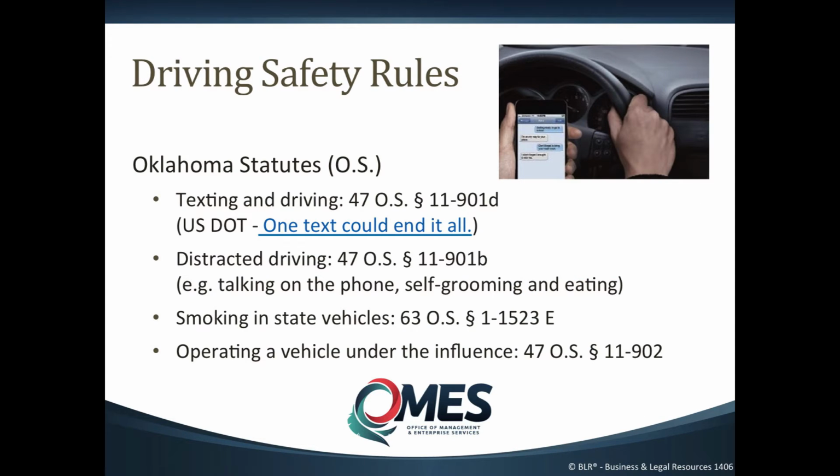Title 47, Section 11-901D of the Oklahoma Statutes prohibits texting and driving. Additionally, Oklahoma Statute Title 47, Section 11-901B prohibits distracted driving, which includes talking on the phone, self-grooming, and eating. Furthermore, smoking is not permitted in a state vehicle per Title 63, Section 1-1523E. Operating a vehicle under the influence is not permitted at any time, as stated in Title 47, Section 11-902.